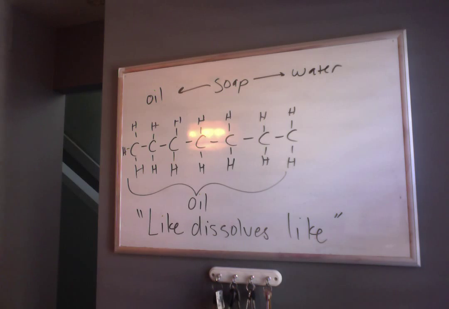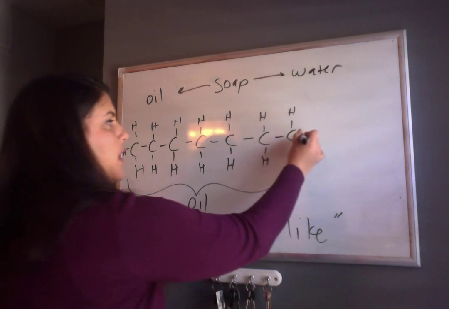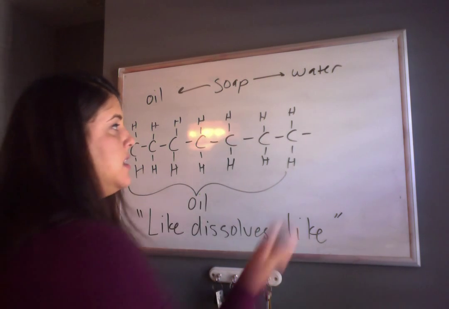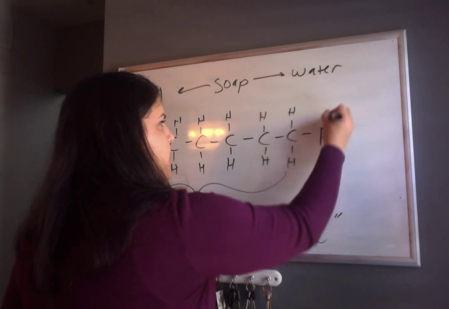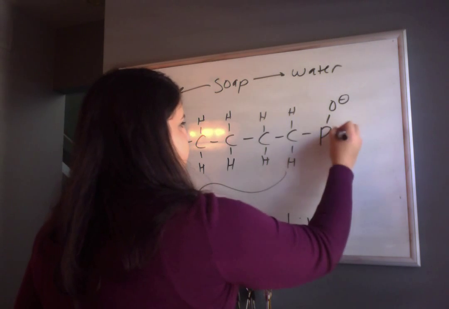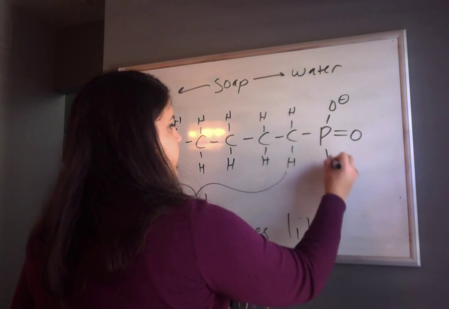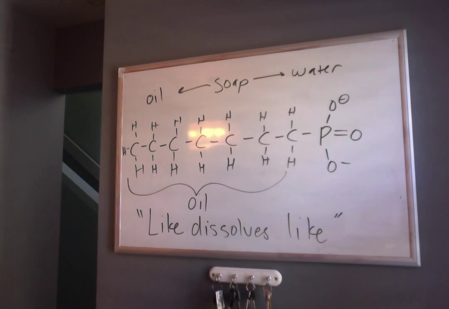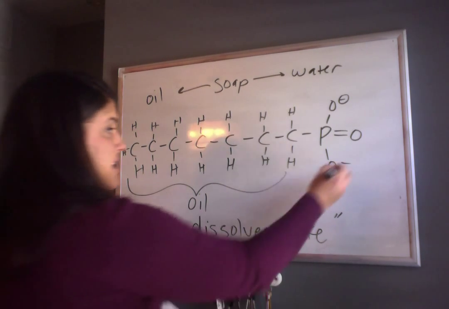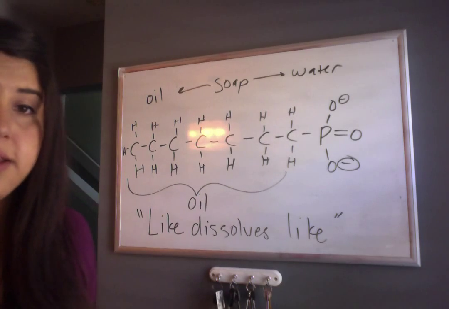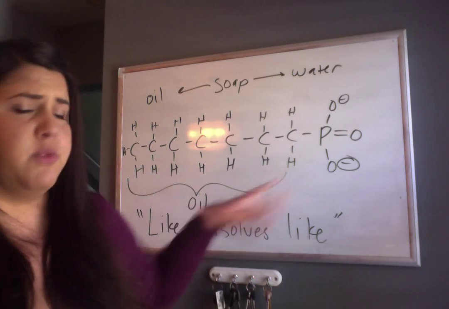So that's how you get oil to mix in, but now, at the very end of soap, I have this ionic piece where I have something. Now, this is one example. Again, soap has many different examples of this. This is a phosphate group at the end. I have an ionic end that interacts with water. So this is an example of what soap would look like.